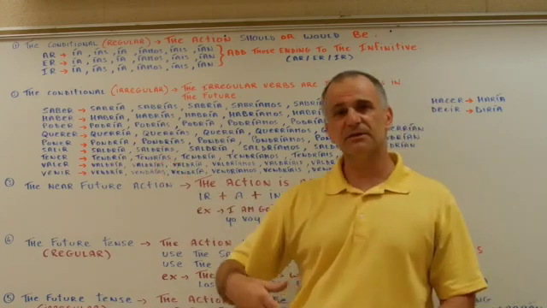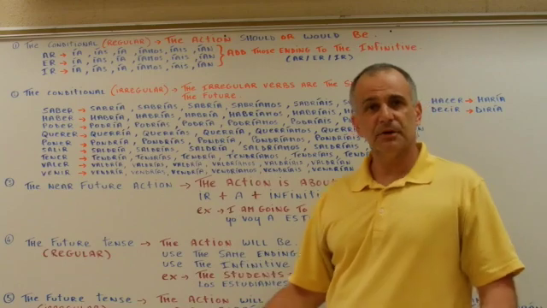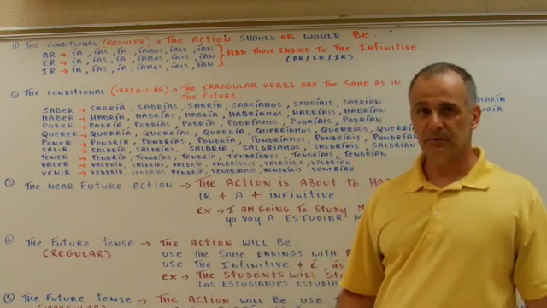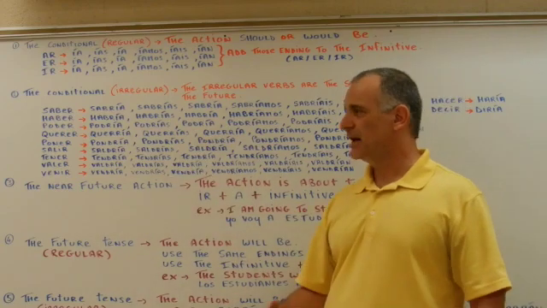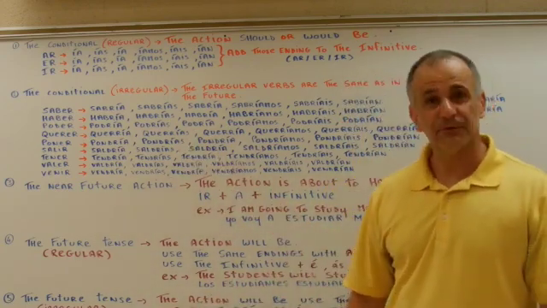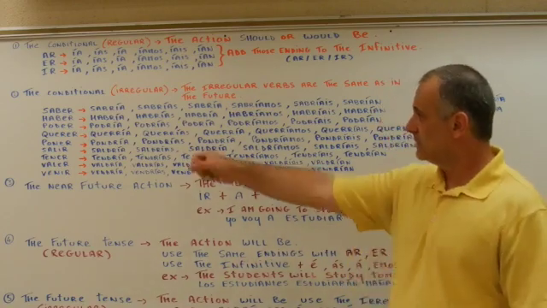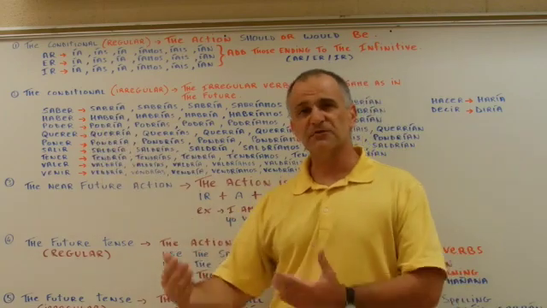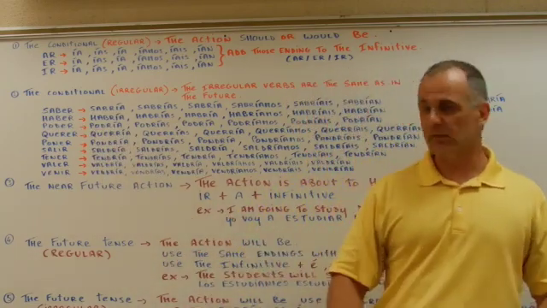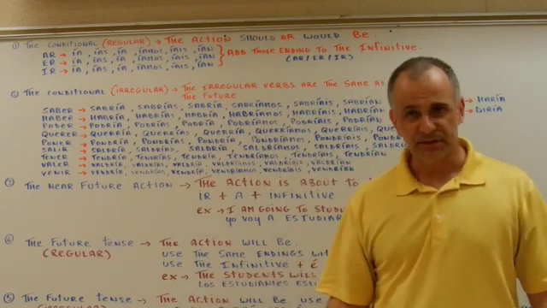You take saber, take off the ER, you're going to get sab, right? You add the R to it, it becomes sabr. Then you add your conditional ending, sabría. Okay? You do the same thing with haber, habría. You do the same thing with poder, podría. And for the record, we did the exact same thing with querer. We took off the ER, and having an R at the end of the stem already, we just added another one, querría, double.